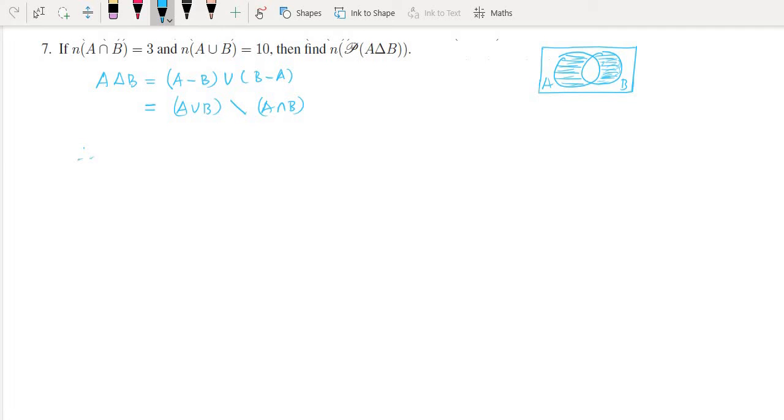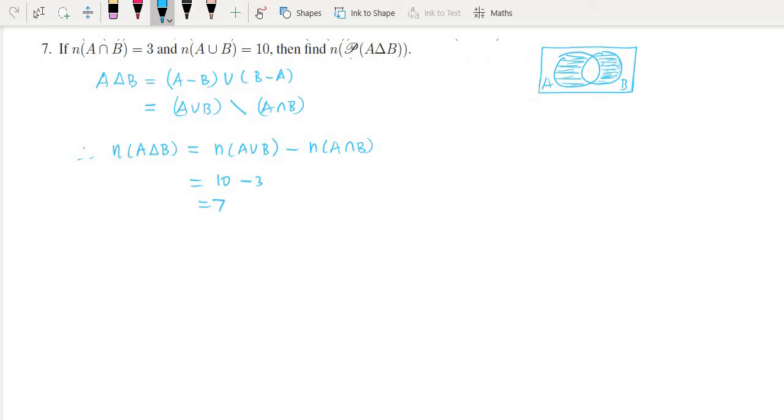So therefore the number of elements in A symmetric difference B is nothing but the number of elements in A union B minus the number of elements in A intersection B. In A union B we have 10 elements, so 10 minus 3, which is 7. Now the number of elements in this set is 7.